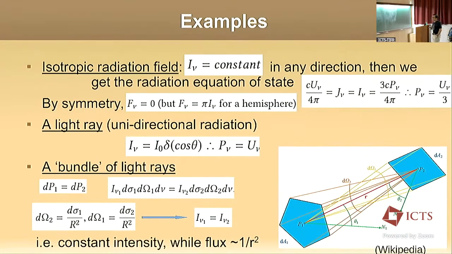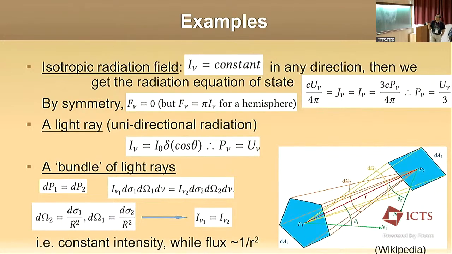And lastly, before we have a little bit of time for questions, a few examples. So for example, let's say you have an isotropic radiation field. Isotropic just means it's the same in all directions. So this will be, for example, the CMB, right? CMB is the same whichever way you go, as long as you're not moving with respect to it, which is another thing. So in this case, the intensity is constant in all directions.